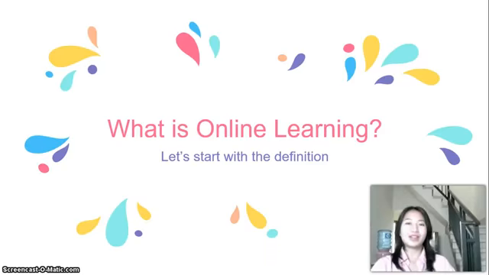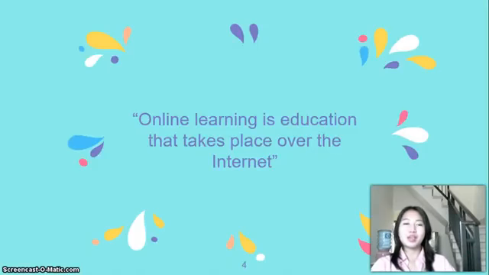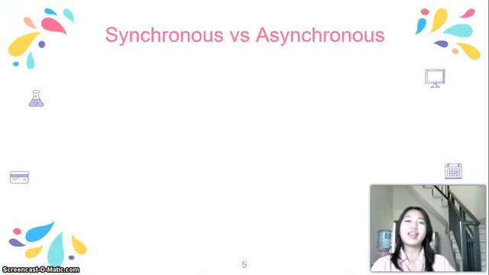What is online learning? Online learning is a learning process that is conducted over the internet. It uses several online platforms like Schoology, Google Classroom, and also Edmodo. There are two types of online learning. The first one is synchronous online learning, and the other one is asynchronous online learning.